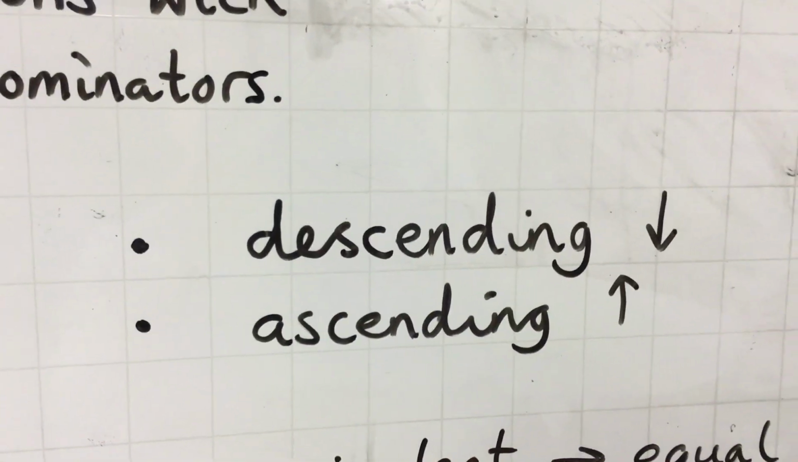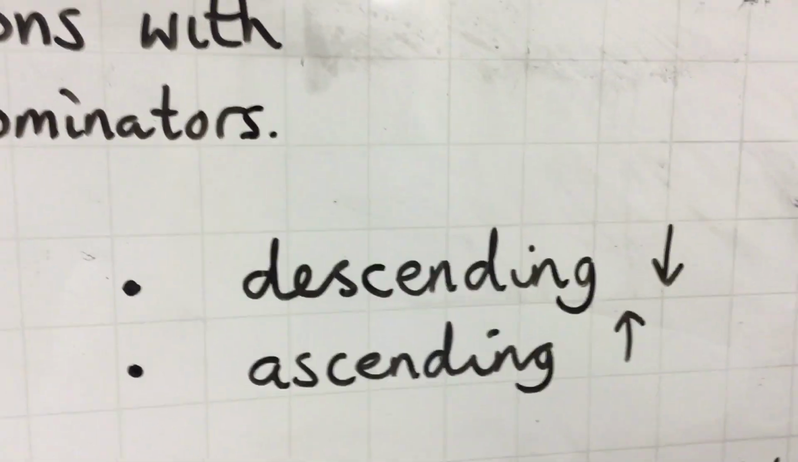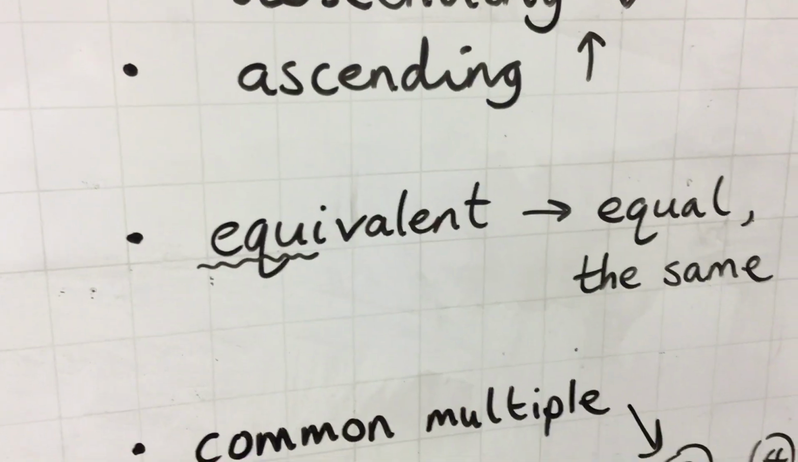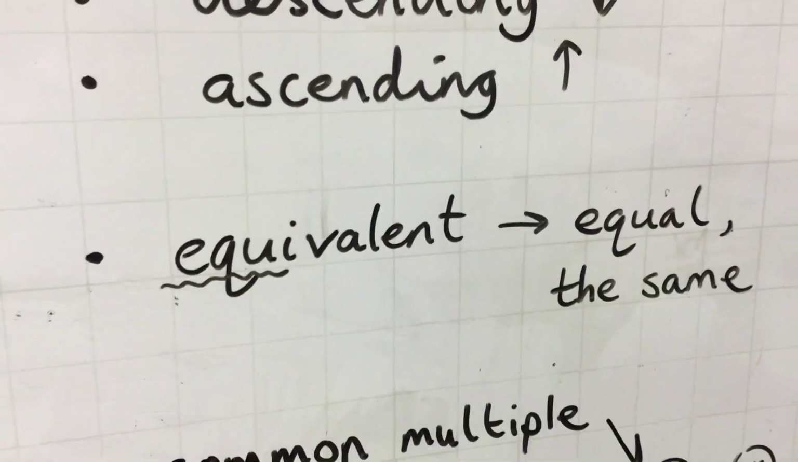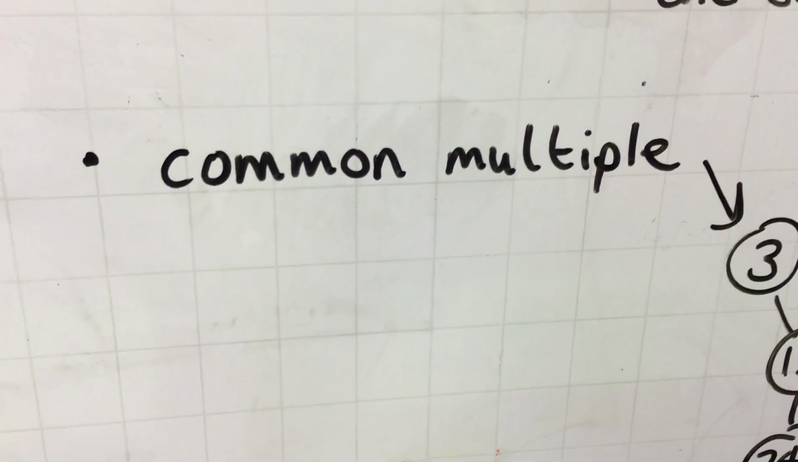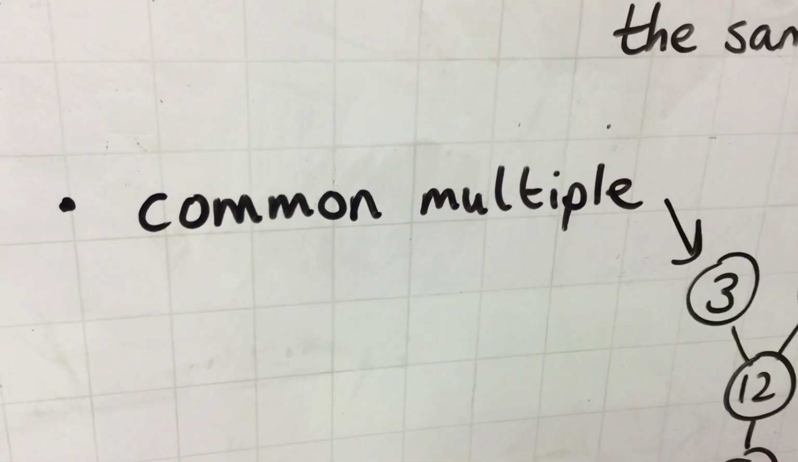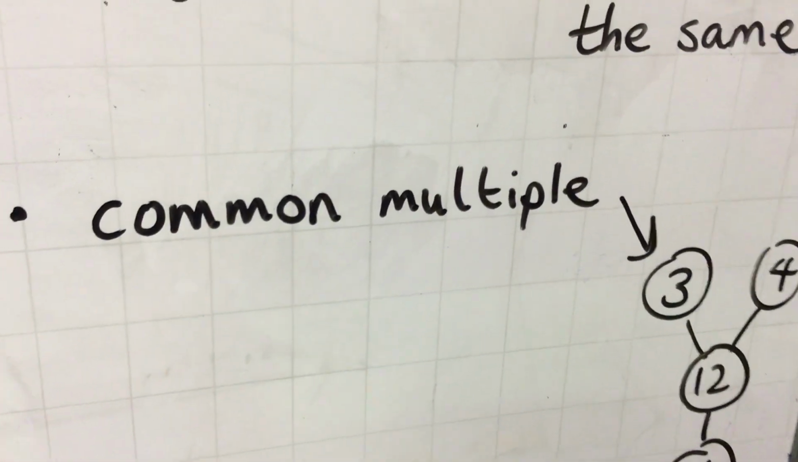Keywords from last week, when we were arranging fractions in ascending, going up, and descending, going down. We had equivalent fractions, and we're going to use that again today. Another thing we need to look at this week is common multiples. So which multiples do numbers have in common? That's going to help us when we come to adding fractions with different denominators.